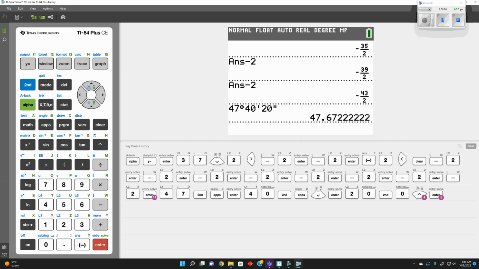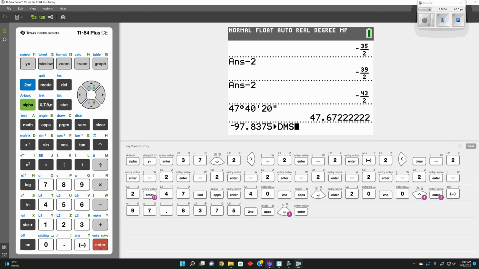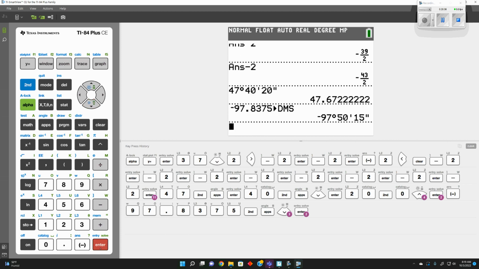And going from decimal to degrees, minutes, seconds, we take the decimal number and multiply it by 60. And then take that decimal number and multiply it by 60. Or, for 97.8375, where we got the degree measure and minute measure, down at the fourth one is DMS, degrees, minutes, seconds. So if we hit enter after typing that in, enter again, there's the answer. So it'll do it for us, degrees, minutes, seconds.